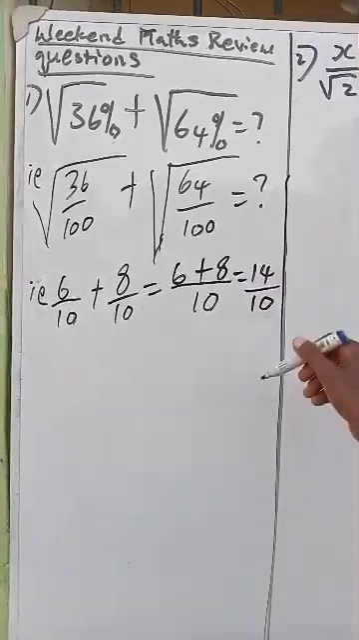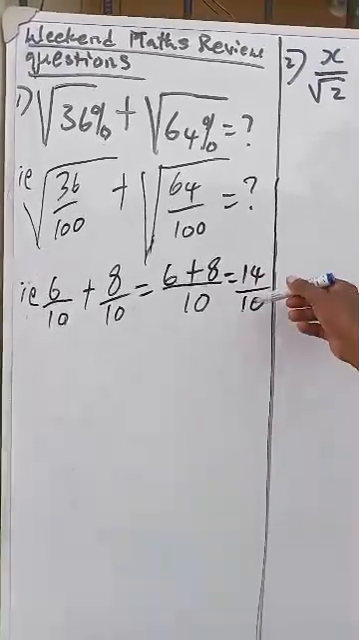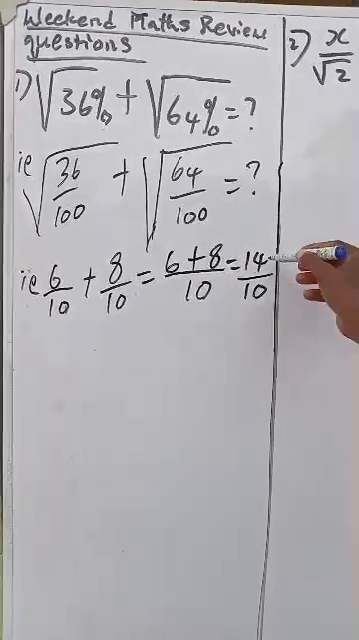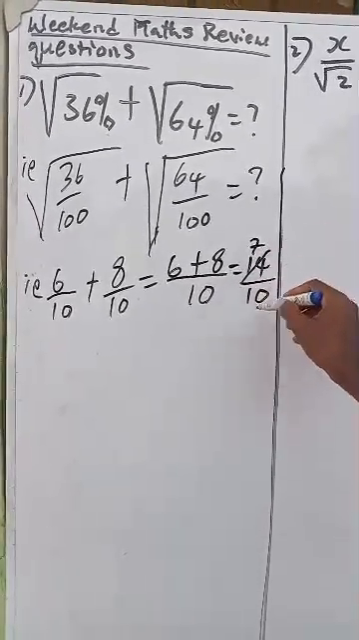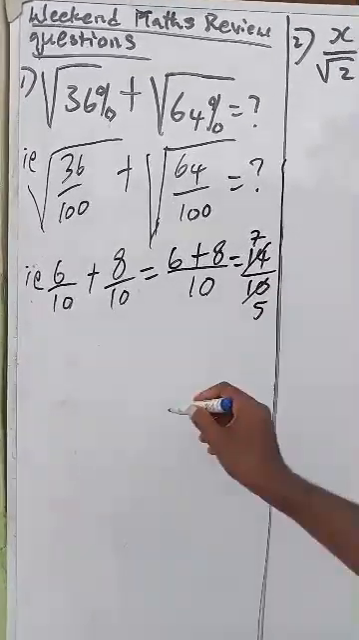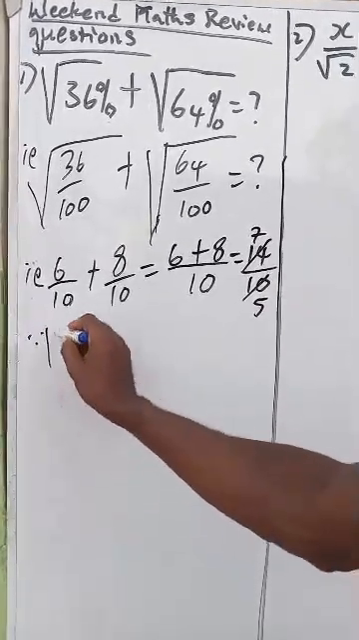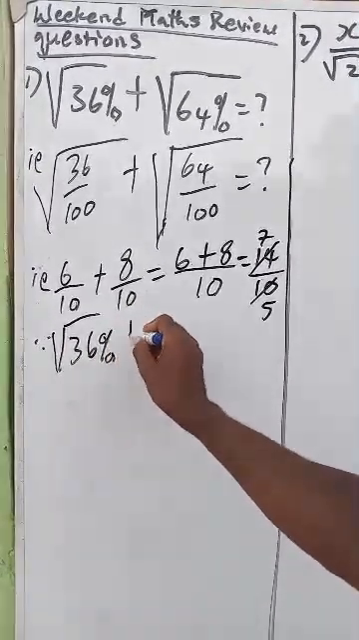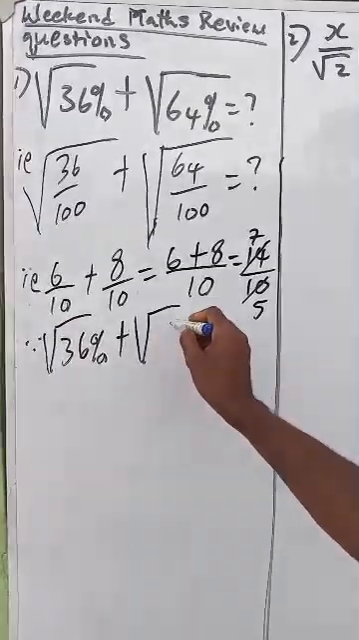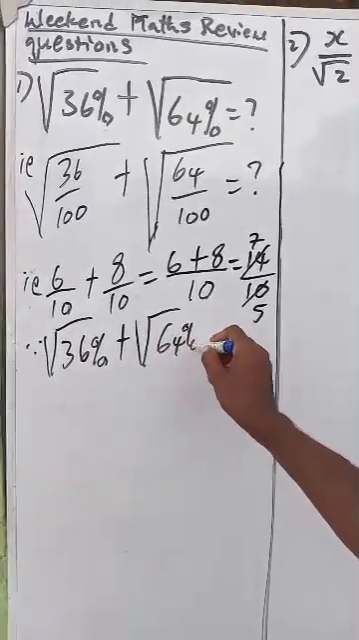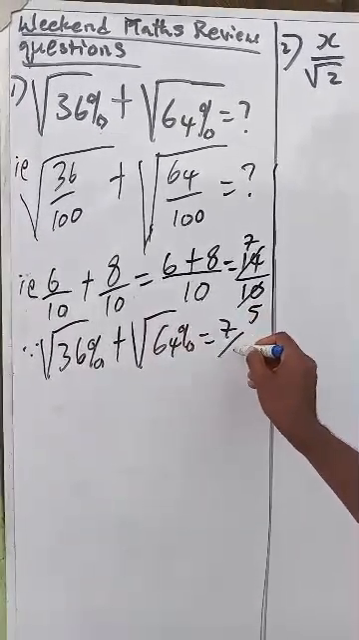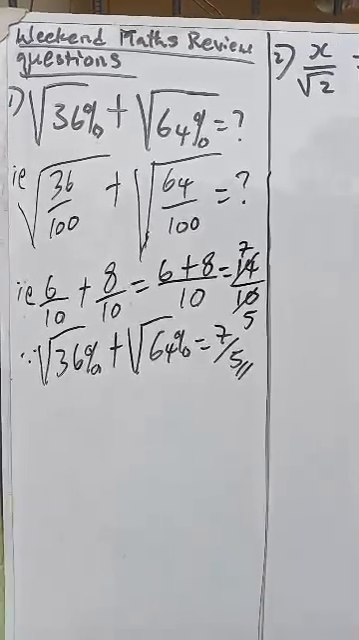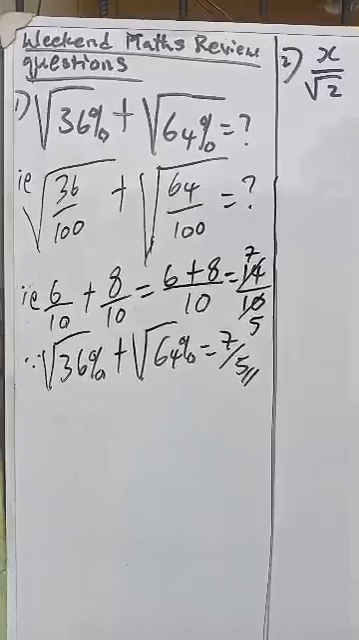Now, you ask yourself, what number can divide 14 and divide 10 without a remainder? The answer is 2. So 2 into 14 is 7, 2 into 10 is 5. Therefore, the square root of 36% plus the square root of 64% is equal to 7 over 5. So 7 over 5 is the answer to this very question on percentage square root.